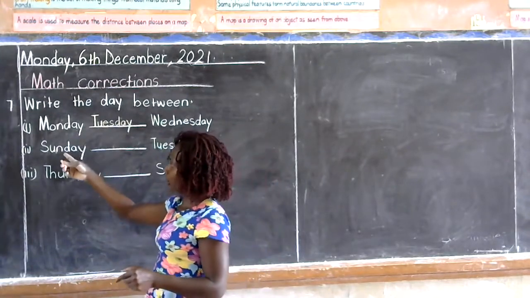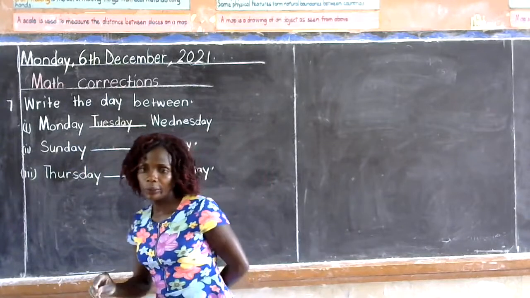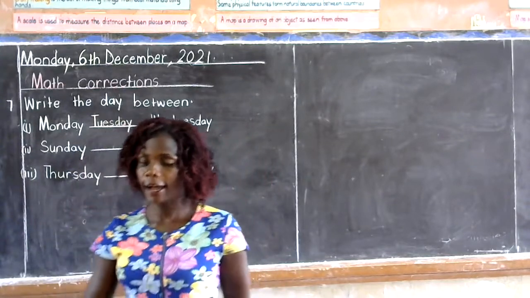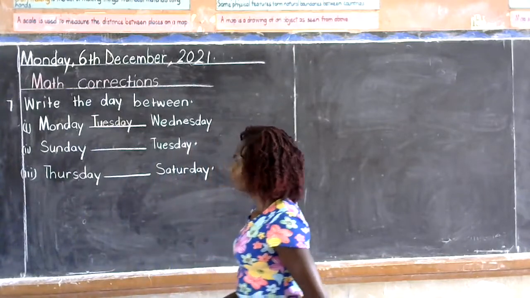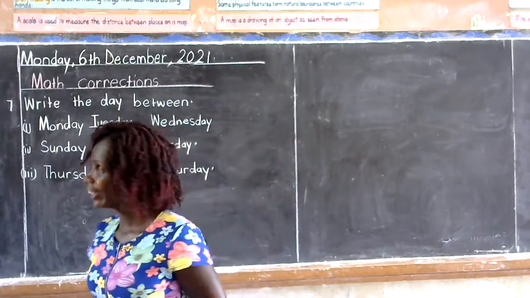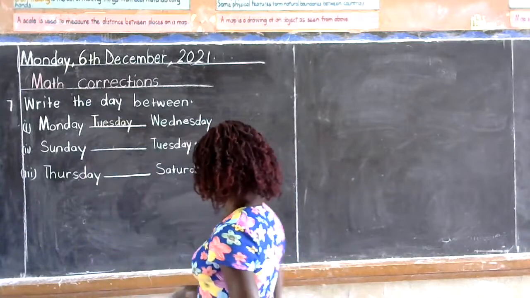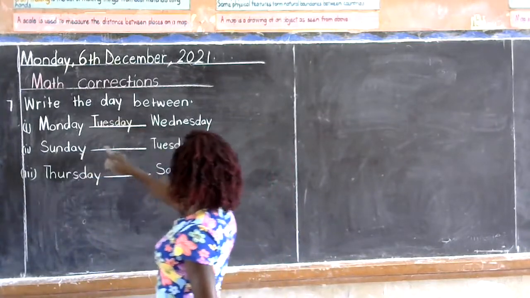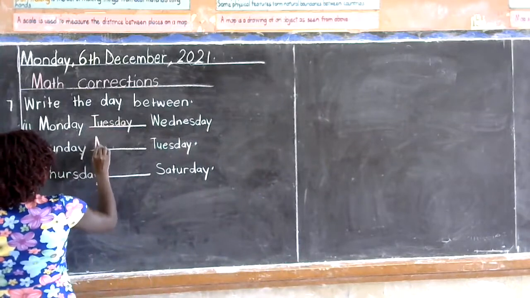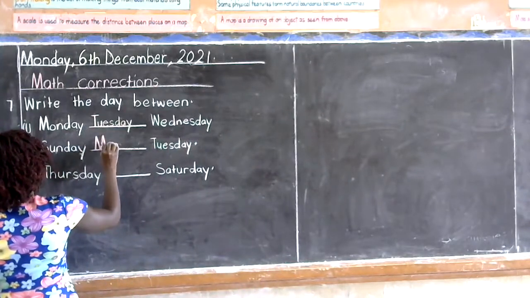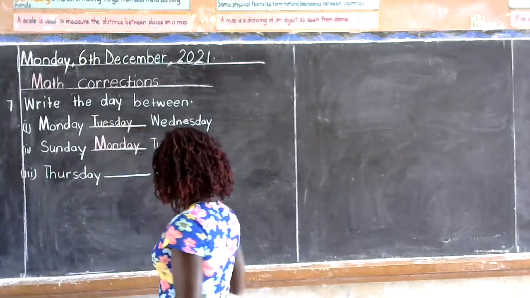Now let's go to the next question. We have Sunday dash Tuesday. Which day is between Sunday and Tuesday? Can you start telling the days of the week, starting from Sunday? Sunday, Monday, Tuesday. So the day that is between Sunday and Tuesday is Monday. Make sure that you start it with a capital letter. Okay, friends? Good. Now we go to the last one.